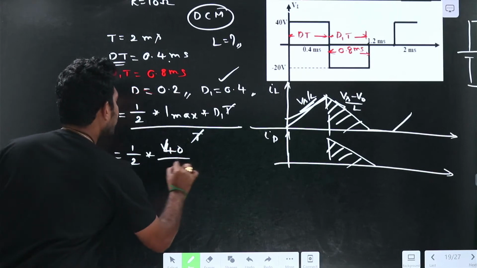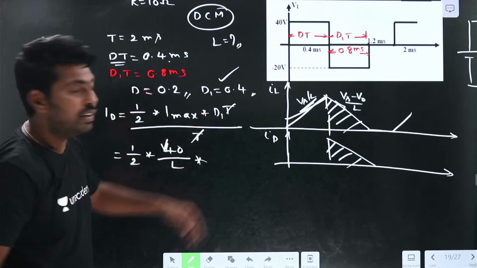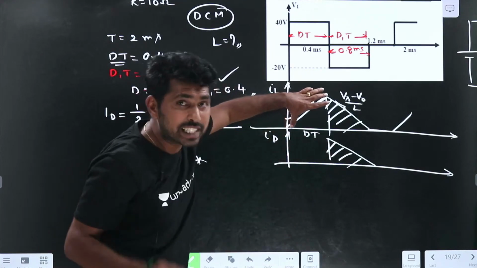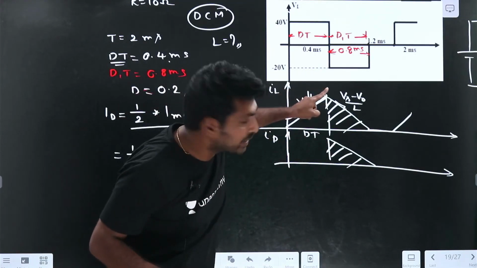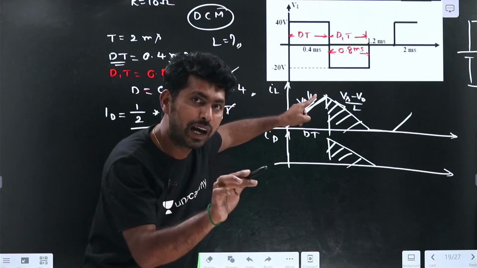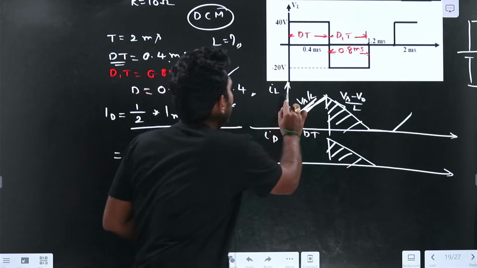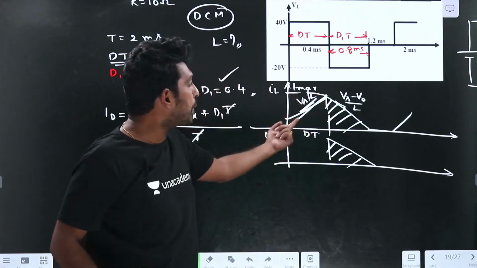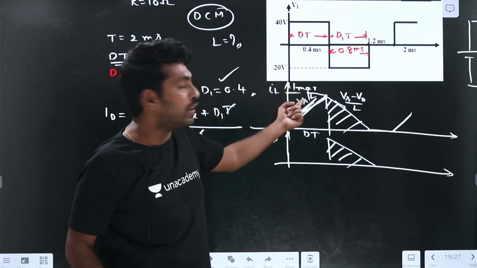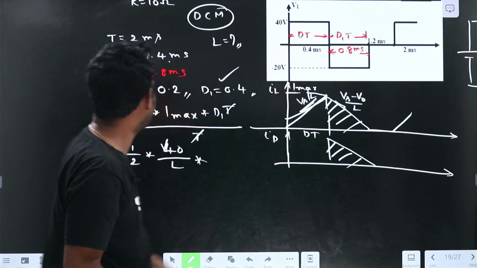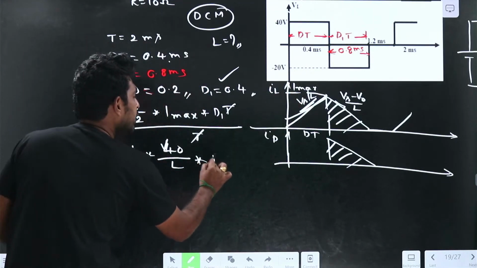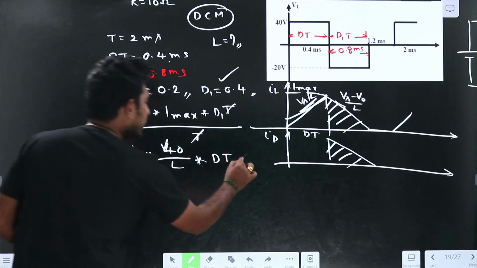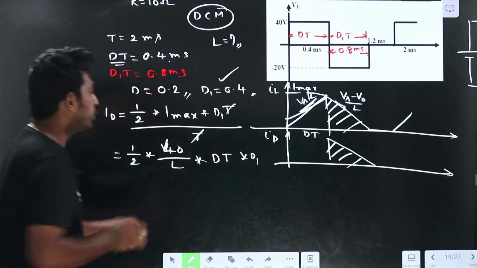Vs by L into d1, so into d1t, so it will be dt. So this Imax can be determined from this line equation. If the slope is Vs by L, I can find the Imax value. Imax is nothing but this y-axis. So what is the slope of this line? Imax by dt. So what is this value? Vs by L, which is equal to Vs by L into d into t. Right? Vs by L into d into t. So into d1. So we know all these values.